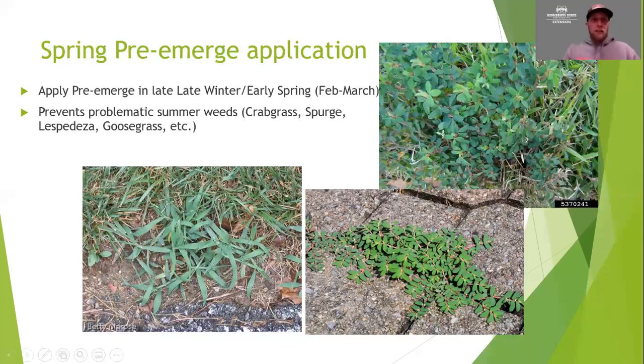So the spring pre-emergence application, we're going to apply that in late winter, early spring. These are going to prevent our problematic summer weeds, which is crabgrass, spurge, lespedeza, goosegrass. I don't have goosegrass pictured on here, but that's another problem one that we typically see in high traffic areas, in areas that are very compacted, around walkways or pathways, places like that. So something to think about.